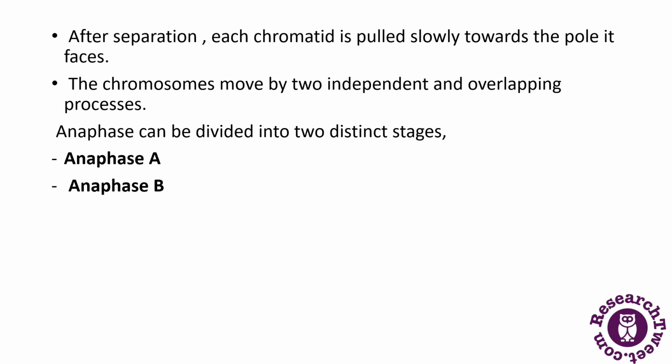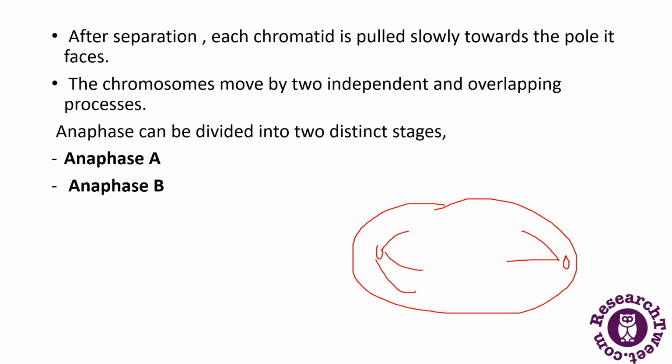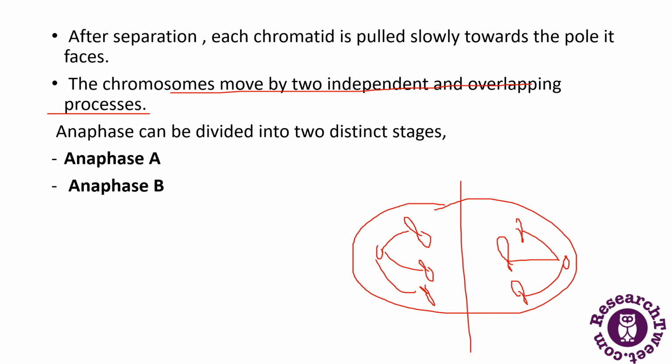After the separation, each chromatid is pulled towards the pole. In the figure we saw the kinetochore, the mitotic spindle, spindle fibers, and the chromosomes attached. They were at the opposite poles, and these chromosomes moved by two independent and overlapping processes.